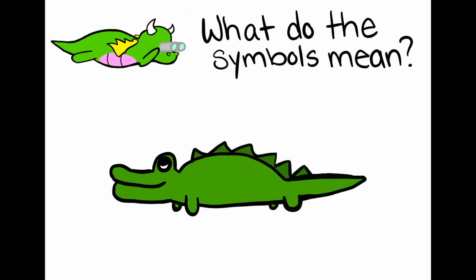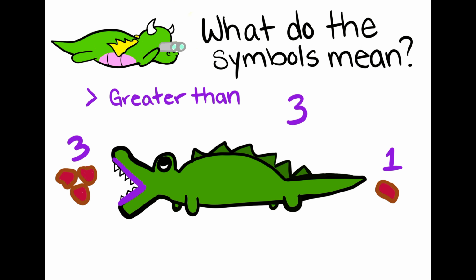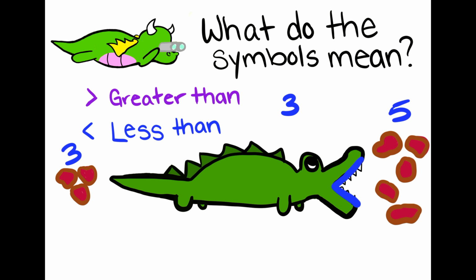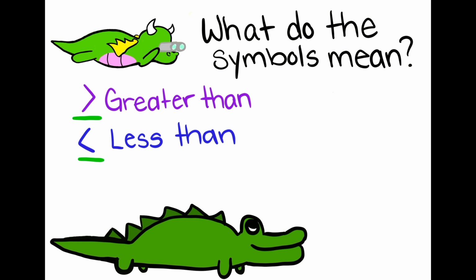Here's the thing about crocodiles. They always want the biggest dinner. That's why their mouths always face the bigger number. When the bigger number is on the left, we call it greater than. Uh-oh, now the bigger number is on the right. We call this less than because we read it from left to right and we say 3 is less than 5.